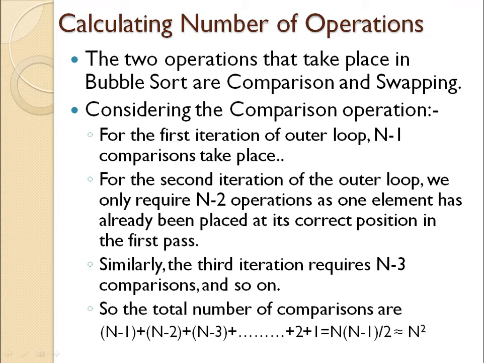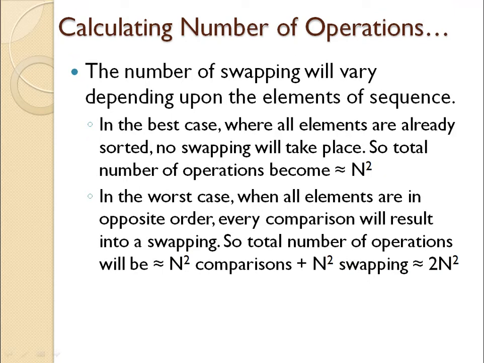So the total number of comparisons will be n-1 in the first go plus n-2 plus n-3 dot dot plus 2 plus, at the last go, just one comparison to make. So this will give us n into n-1 by 2. So the total number of comparisons is of the order n square. Now let us see the second operation, that is swapping.